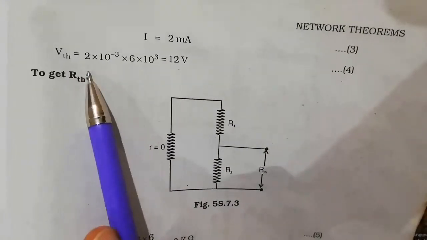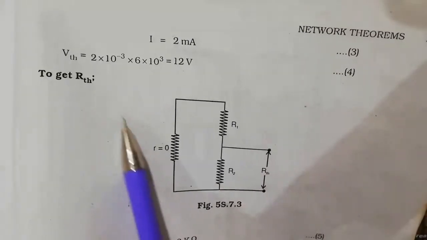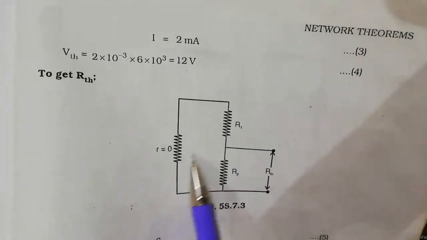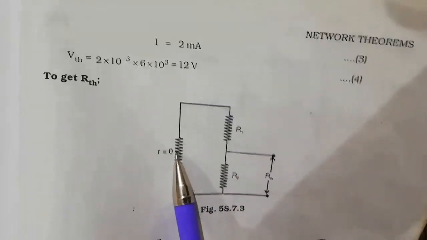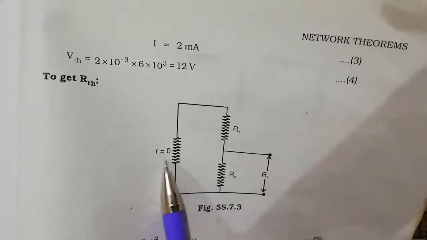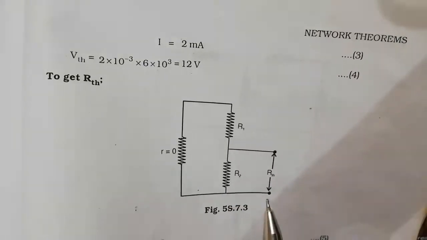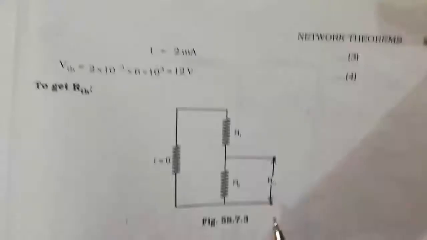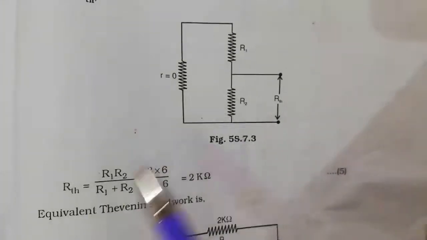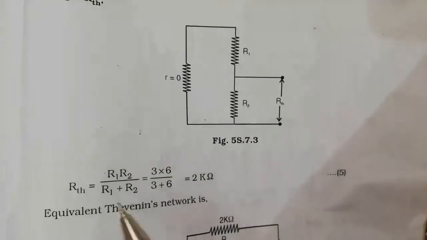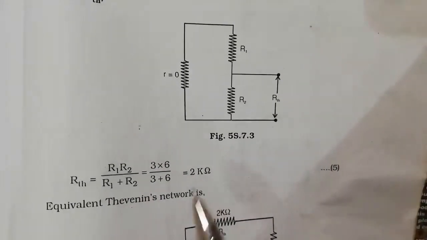Now we have to find out the Thevenin's impedance or resistance. So we replace this voltage source with its internal impedance. Here we have not been given any internal impedance, so it is 0. And for the remaining R1, R2, we have to find out the resistance or impedance across these terminals. That is, RTH is equal to R1 parallel R2, that is R1 R2 by R1 plus R2, that's equal to 2 kilo ohm.